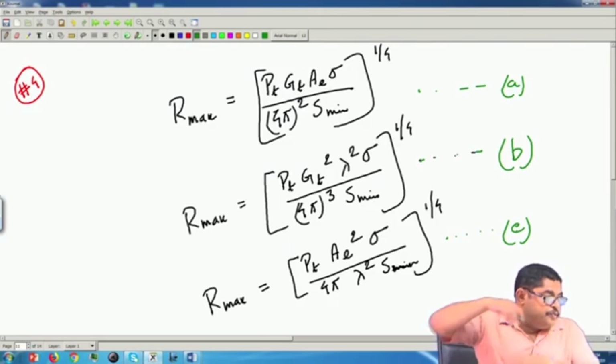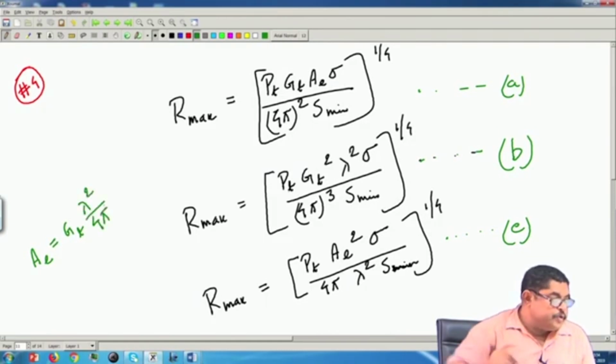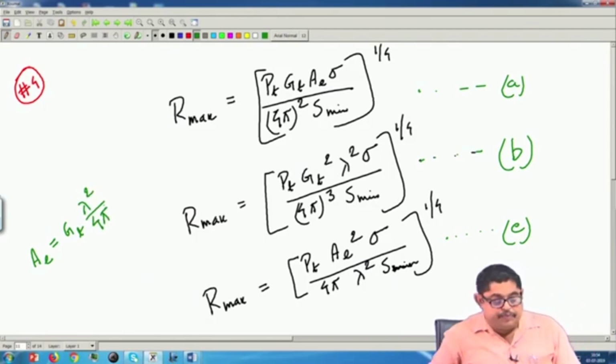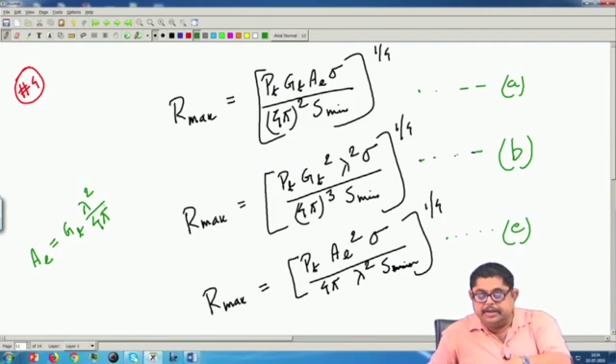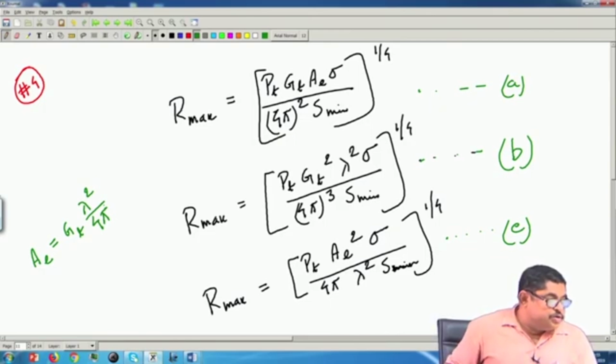So, you can do all these three things by remembering what AE is. AE is GT lambda square by 4 pi. So, actually AE and GT are related, and by that these are the three variations. Now, the question is then what is the actual dependence?